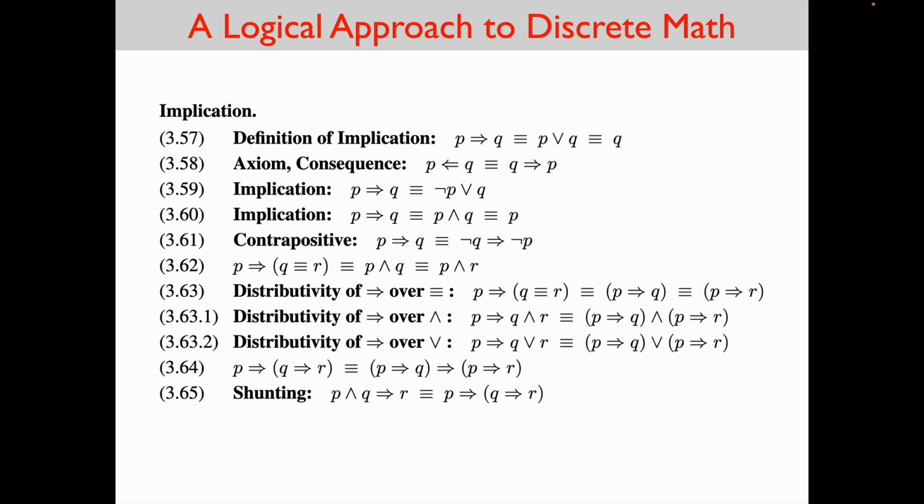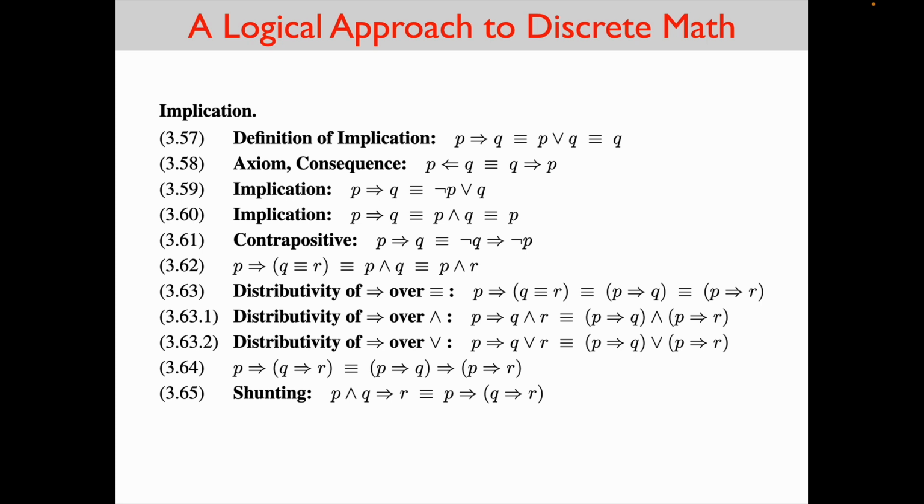So what we have here in 3.57 is the definition of implication. A definition is the same as an axiom, so we will not prove it. The definition is P implies Q equivales P or Q equivales Q.